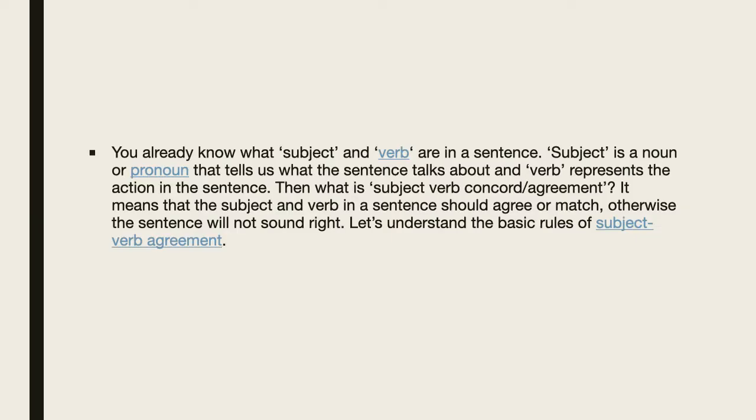So, we understand what is a subject and what is a verb in a sentence. A subject is a noun or pronoun that tells us what the sentence talks about, and a verb represents the action in the sentence. Then, what is the subject verb concord or agreement? This means that the subject and verb in a sentence should agree or match, otherwise, the sentence will not sound right. So, let's understand the basic rules that are related to subject verb agreement or concord.